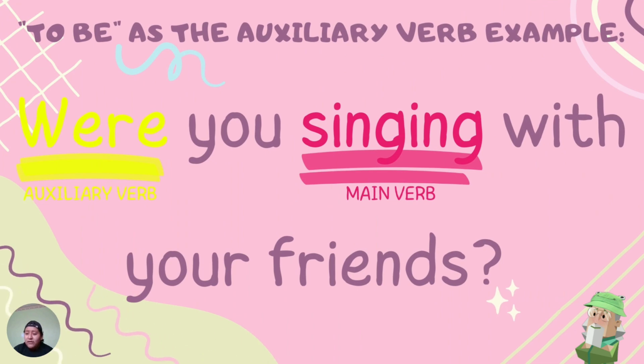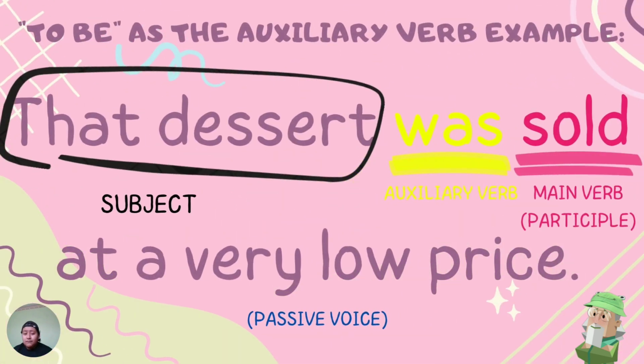Were you singing with your friends? This sentence is in past continuous, but this is an interrogative form. The main verb is singing and the auxiliary verb is were. In the passive voice, the verb to be is conjugated in the past, present, or future with the main verb in the participle. For example, that dessert was sold at a very low price.